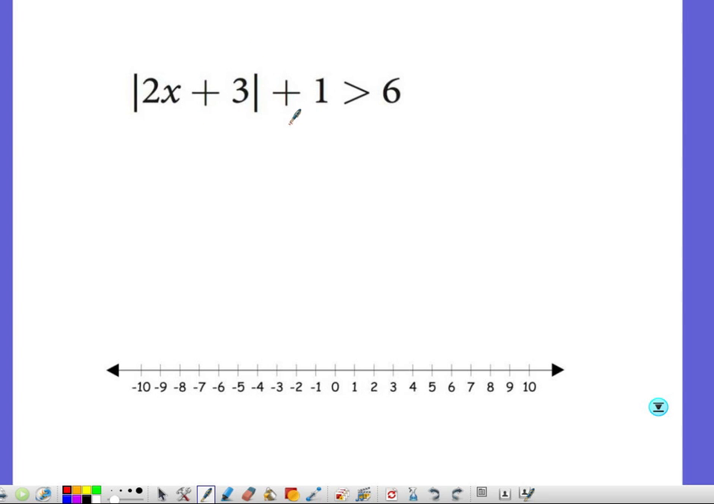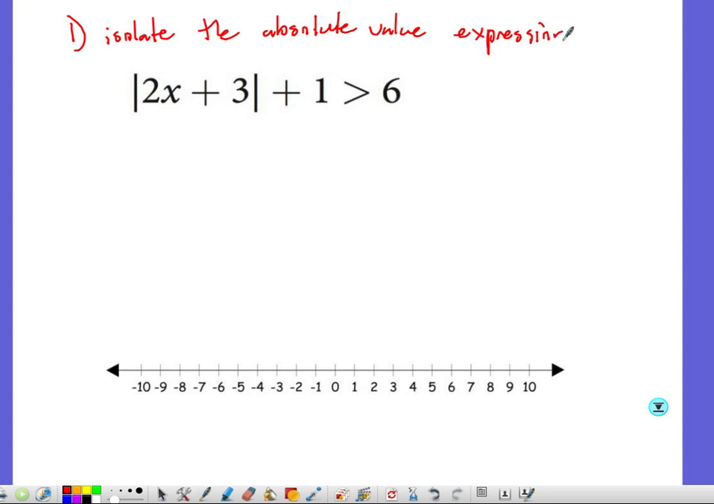The very first thing we want to do here, you don't want to make the mistake of saying that this goes in the middle, 2x plus 3, and then write your inequalities and put -6 and 6. You're missing something here. So we have to follow a first step, and this is actually the same step as solving an equation. Step 1 is to isolate the absolute value expression. You want to make sure that this is by itself. Is this by itself? Nope. We have this +1 here. We want to get rid of that 1 and move it to the other side.